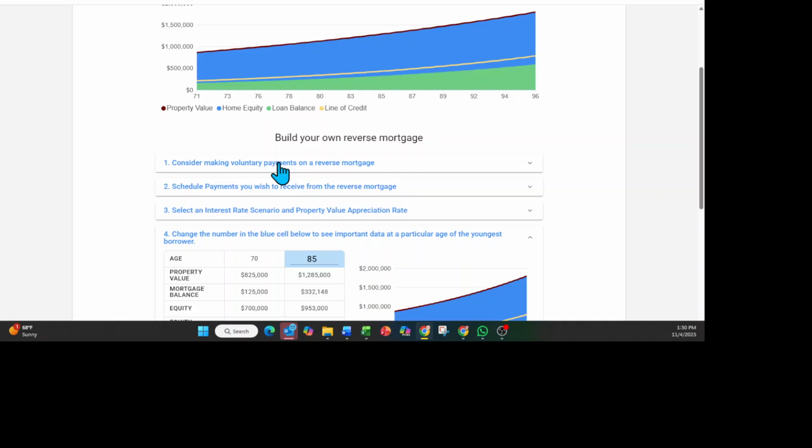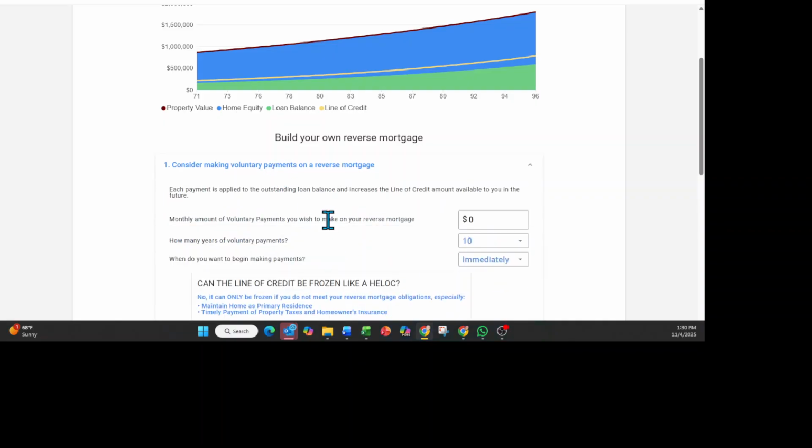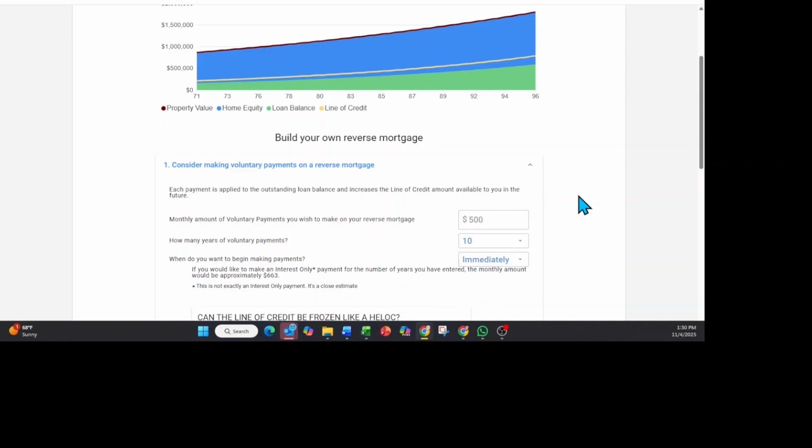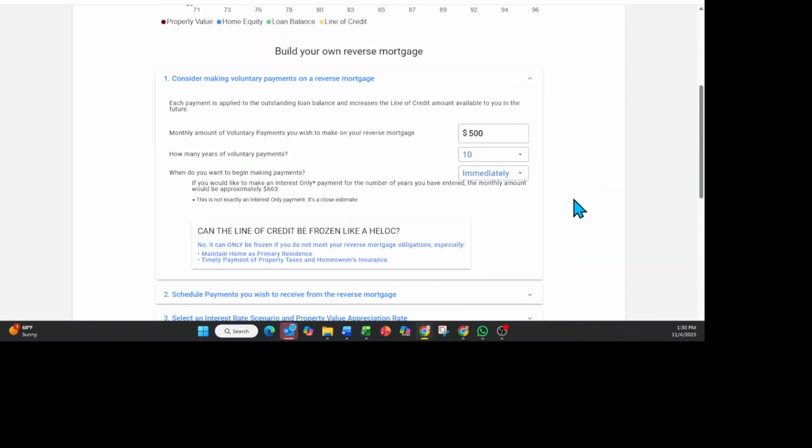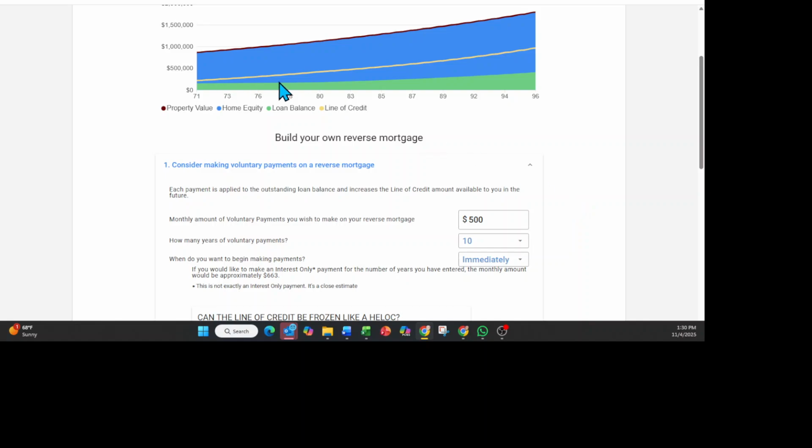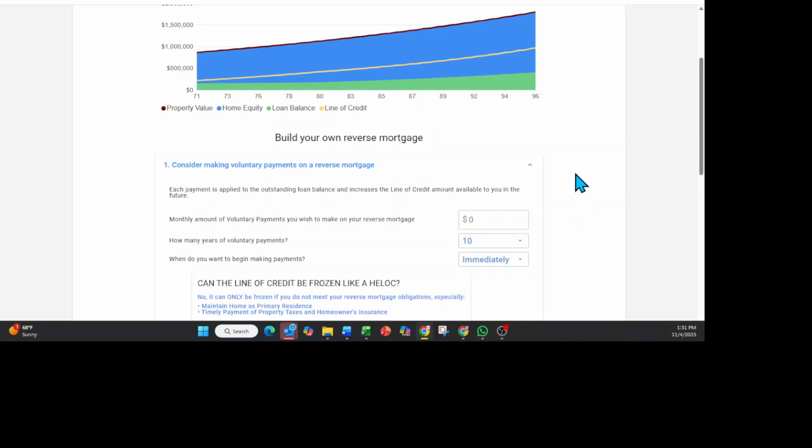Well, why would anybody make payments on a reverse mortgage? Well, you're paying $750 a month now. Maybe that's a little tight. What if you were to voluntarily pay $500 a month for the next 10 years? Naturally, you're going to see a little change in your loan balance in the future. It went down. We'll put this to 0 again, and then you'll see the difference.